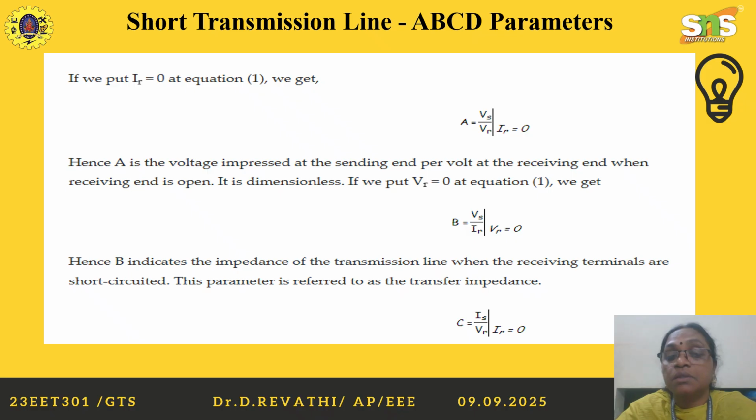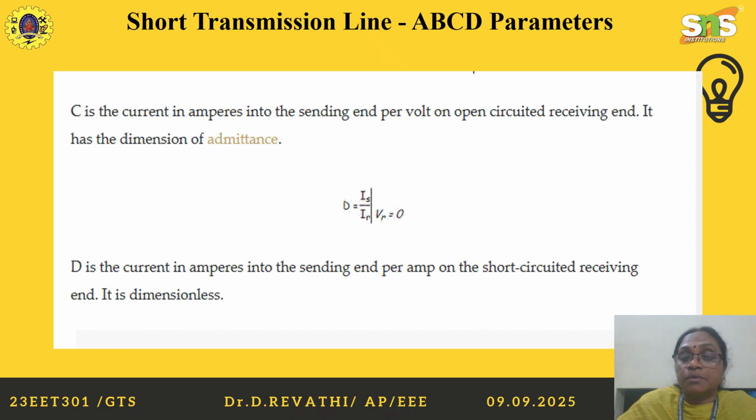So there are three parameters we have discussed: the A parameter, the B parameter, and then the C parameter. Then the D parameter: D is Is by IR, at VR equal to 0. I mentioned that we are discussing impedance and admittance values through the values of the ABCD parameters.